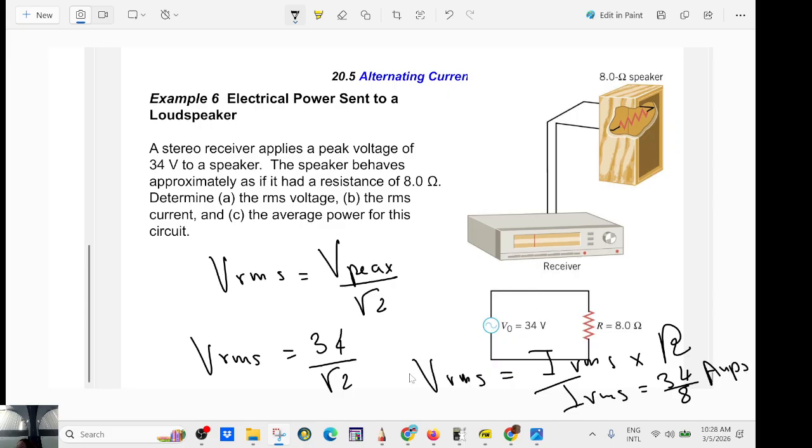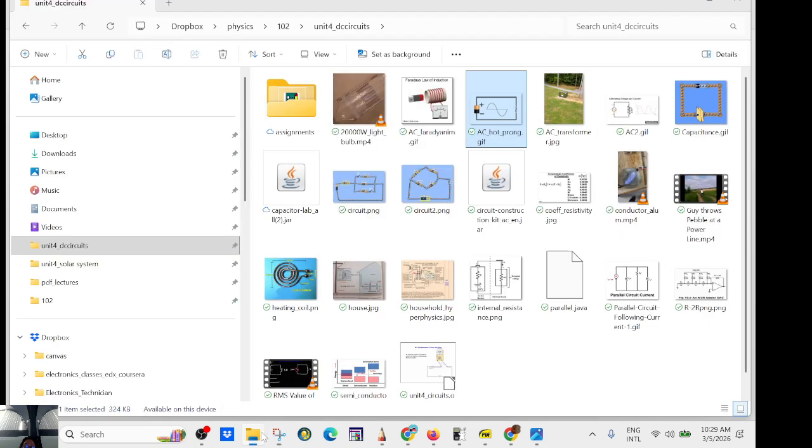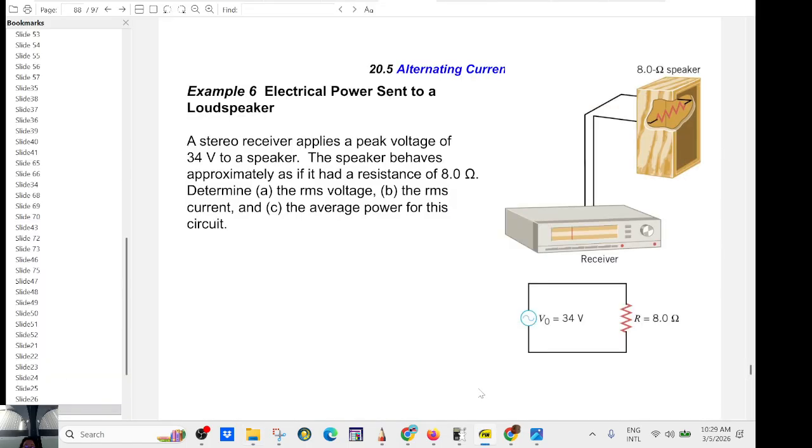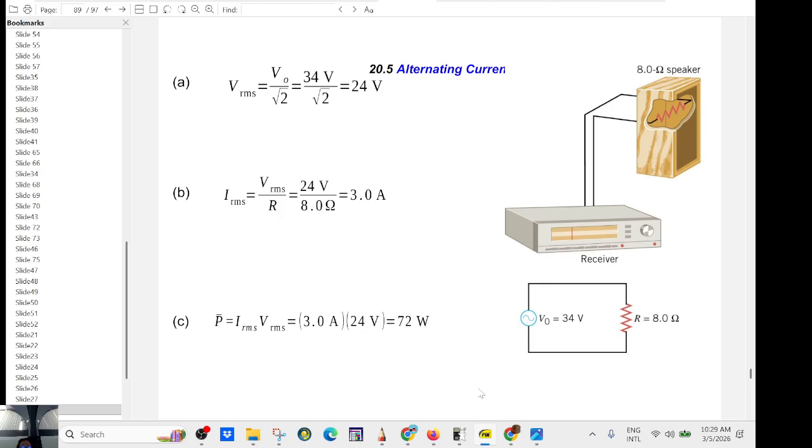So in an AC circuit, you can apply Ohm's law only if you are using the RMS values. And the explanation is interesting. It's in Dropbox. There's a video called RMS value. And you can also find the power consumed. You also use the RMS value. Question?